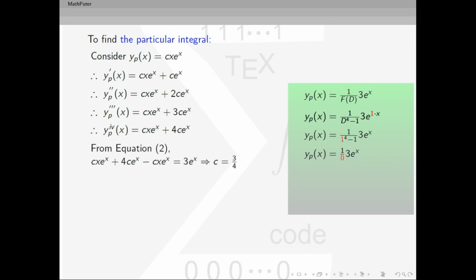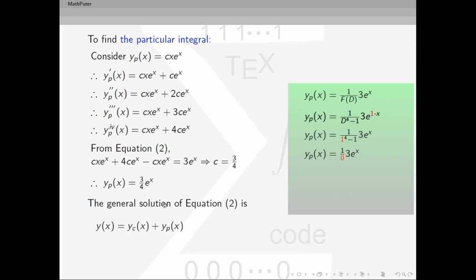This is a very simple calculation. That's why I am not mentioning all the steps in brief. C is equal to 3 upon 4. So what is yp? Yp is 3 upon 4 x e raised to x. Right, I forgot to write x here. This is 3 upon 4 x e raised to x.